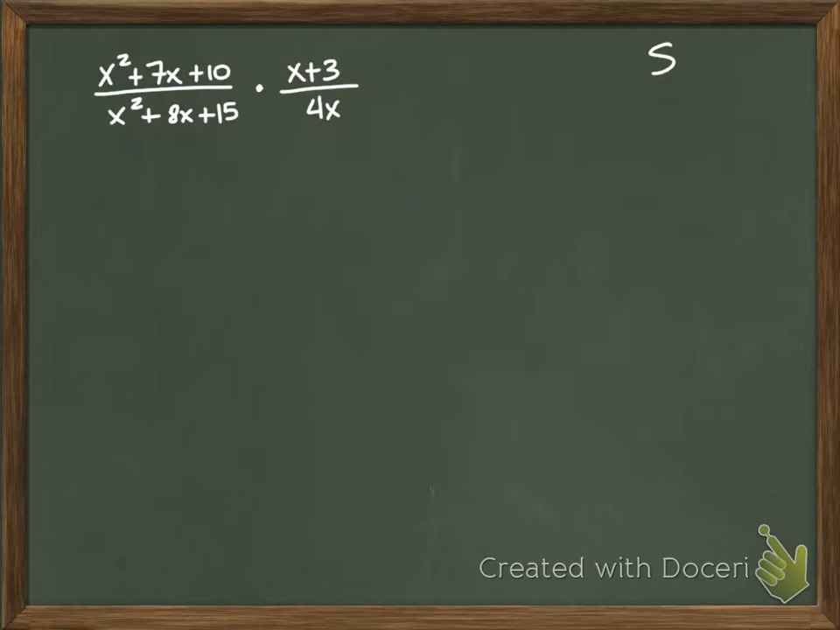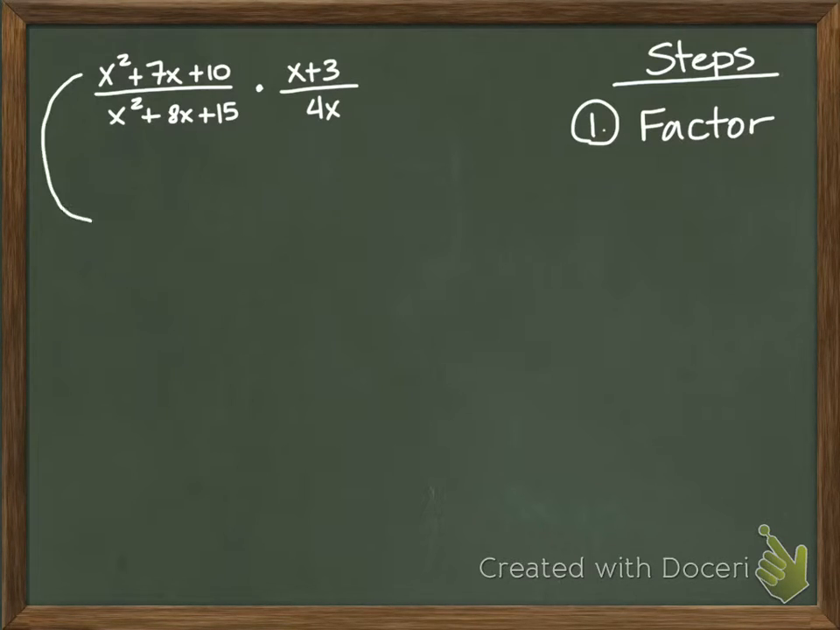Okay, let's do one a little bit more complicated. Let's say we have something like this. This is a whole lot uglier than just a over b times c over d. So let's make some steps. The first thing you always want to do is factor, because we're hoping that something will cancel out. We want to make things easier on ourselves. So we're going to factor the top one here, and we're also going to factor the one on the bottom. The part on the right, this x plus 3 over 4x, is already as simple as it'll go, so we can't really do anything with that.